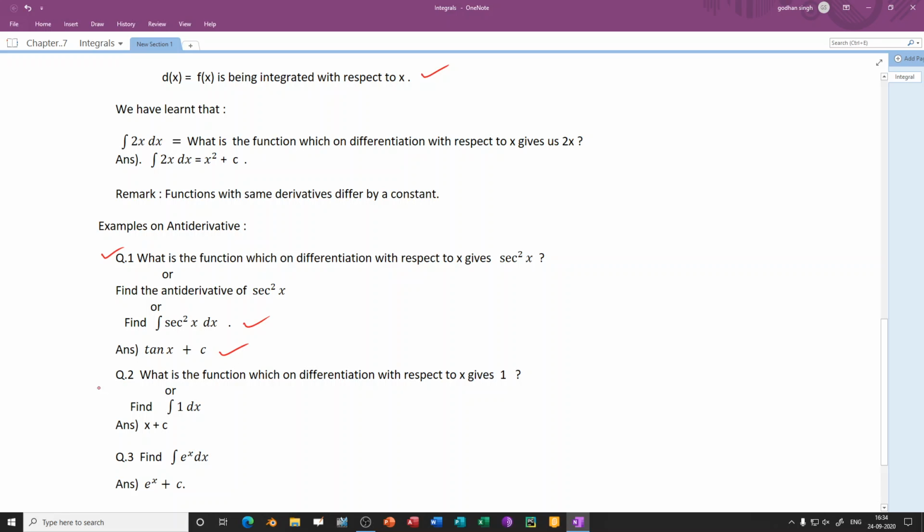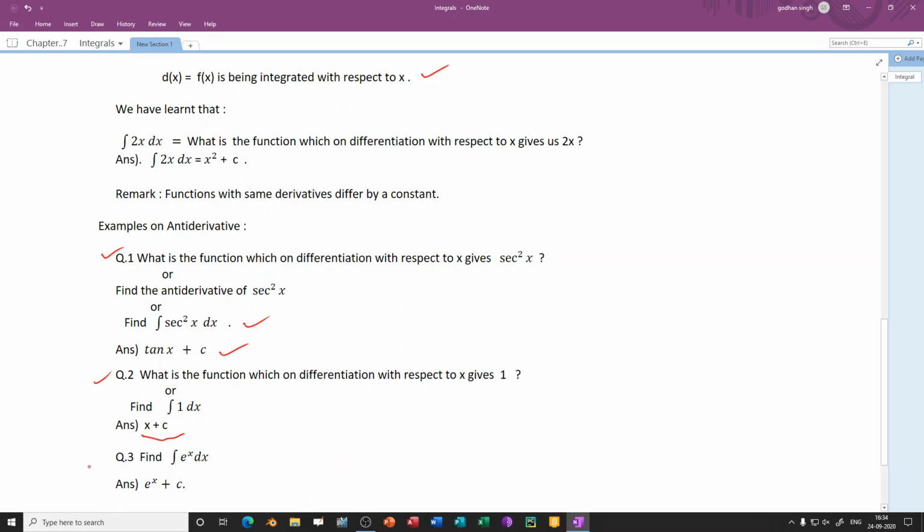So now question number 2. What is the function which on differentiation with respect to x gives 1? So if you again recall differentiation, you will be knowing that if we differentiate x plus c, what we get is 1, because differentiation of x is 1 and differentiation of c is 0. So every time you have to write c, the arbitrary constant c is a must.